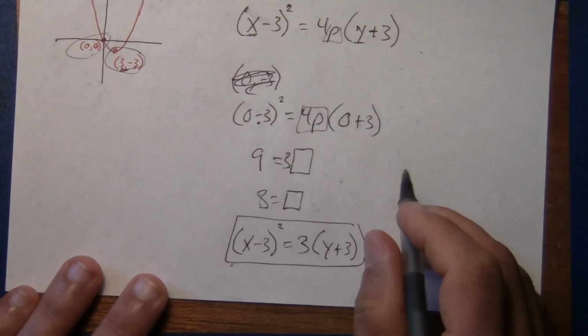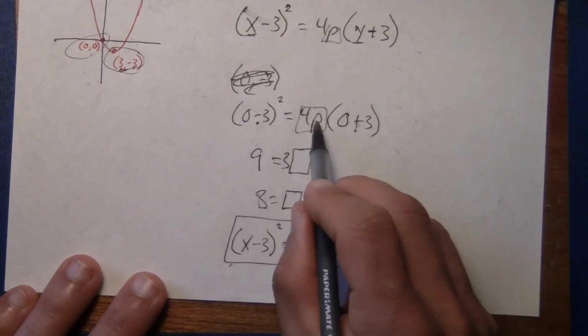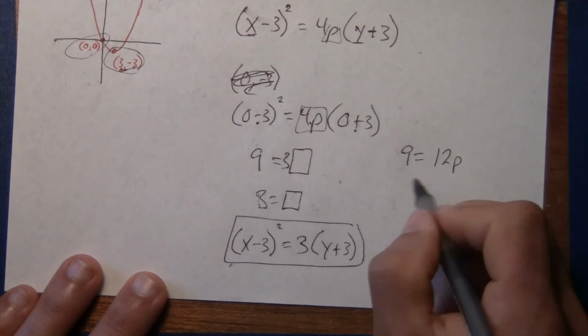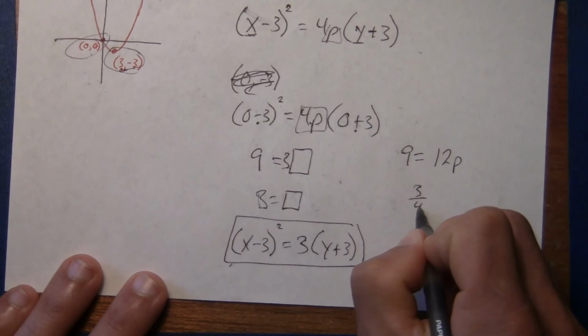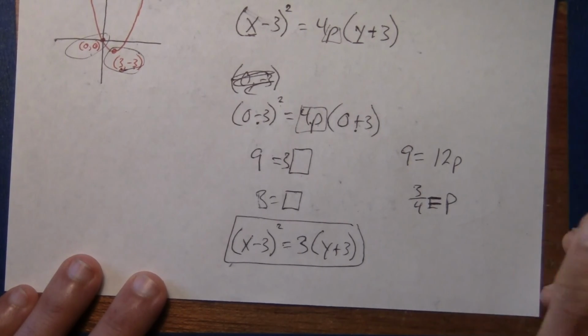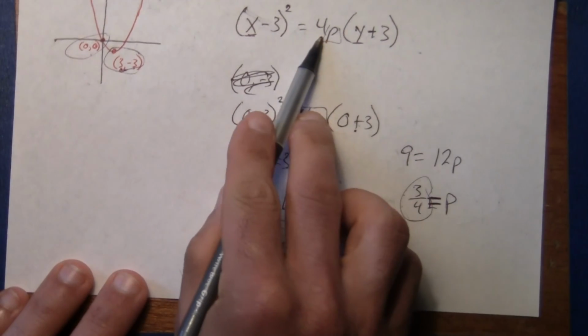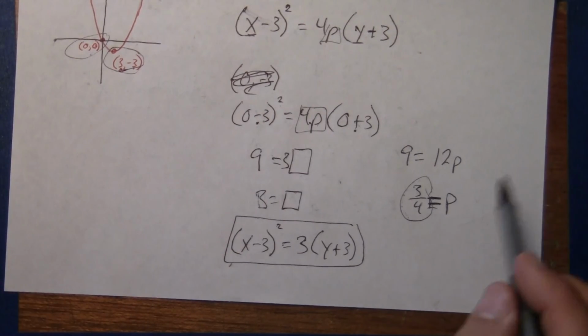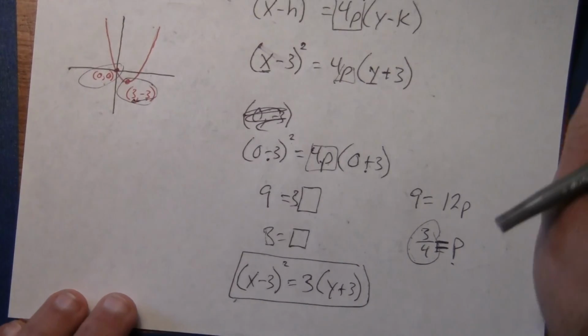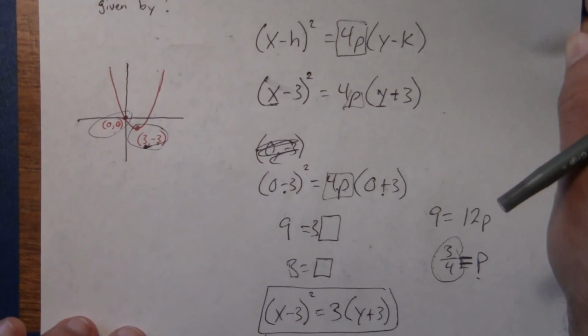Now if you do what I'm guessing a lot of you will end up doing, is you'll find out that that's 3, that's 4p, so you'll say 9 is equal to 12p, and then you'll divide both sides and get 3/4 is equal to p, and then you'll take the 3/4 and you'll multiply it by 4 and you eventually get 3 anyway. That's fine. You don't actually need to know what p is unless they ask you for the directrix or they ask you for the focus.